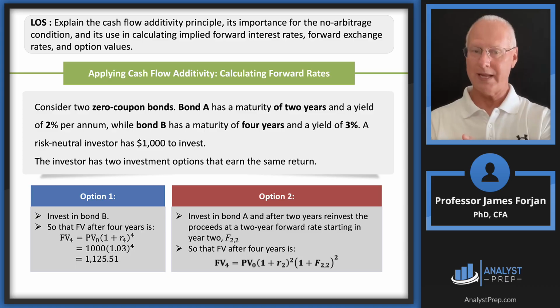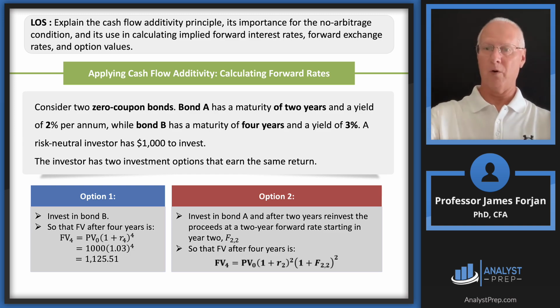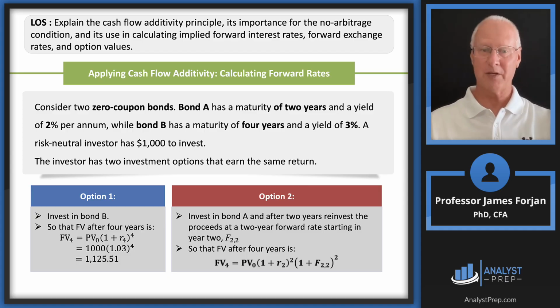But then we need to compound it out by using something that's known as a forward rate. So this forward rate is going to be some expected future interest rate that we think is going to be in place. Now, of course, for option 1 and option 2, for an investor to be indifferent between these 2 options, that future value has to come out to 1125.51. So we can use our equation and solve for that forward rate.